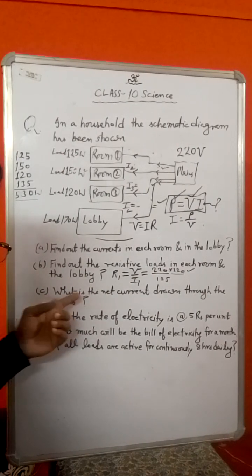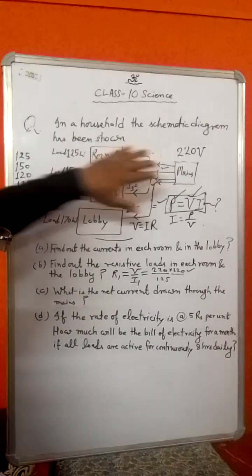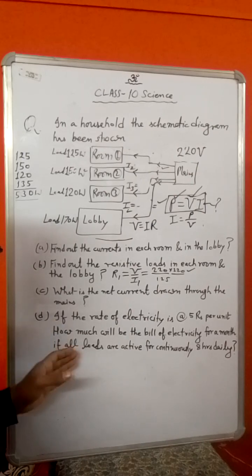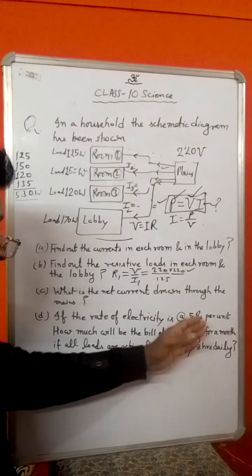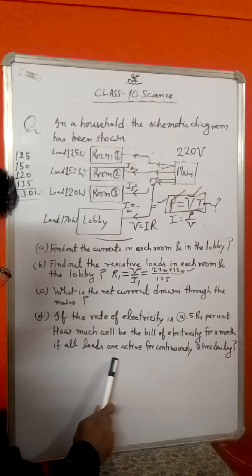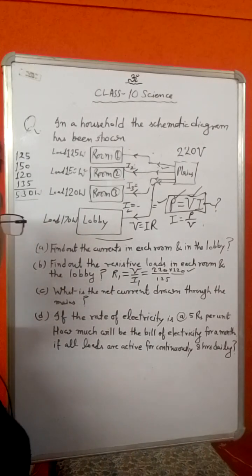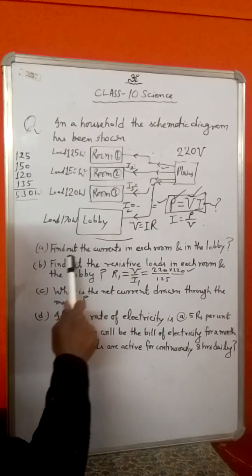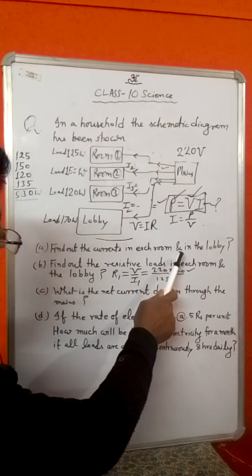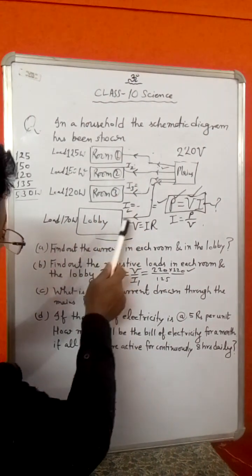And the third part is, what is the net current drawn through the mains? Means what is the current which is coming from the mains? And the fourth part, if the rate of electricity has been given, then how much will be the bill of electricity for a month if all loads are active continuously for 8 hours daily. Now let's start solving the first part of the question. Find out the currents in each room and in the lobby. Means we need to find out the current here, here, here and here.